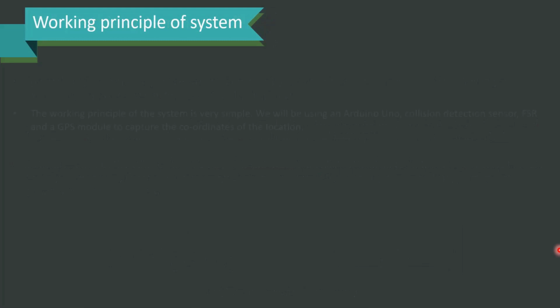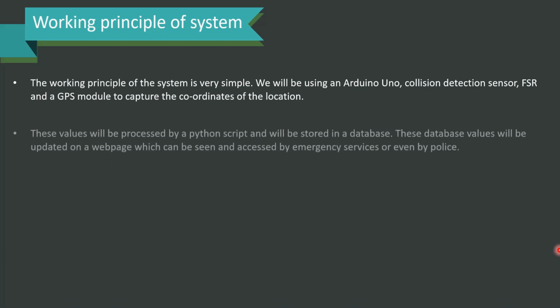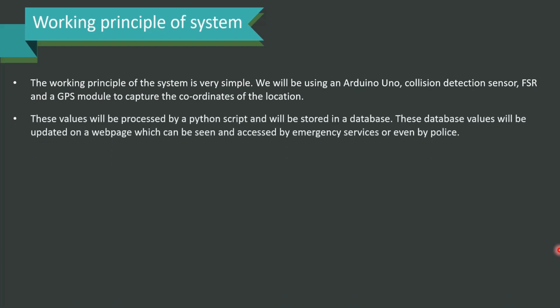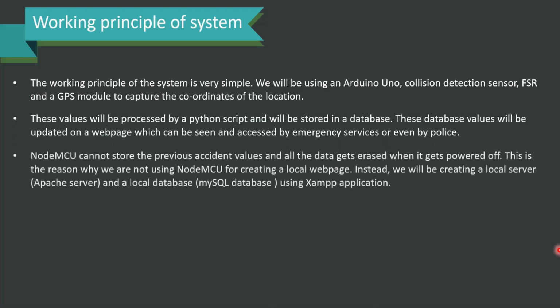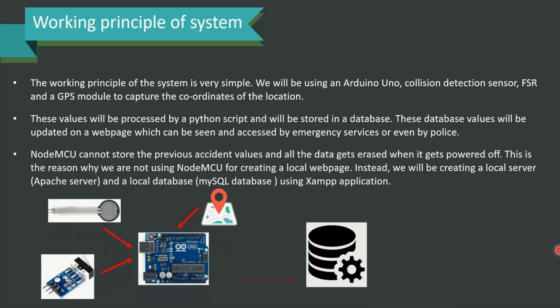Working principle of the system. The working principle of the system is very simple. We will be using an Arduino Uno, the collision detection sensor, FSR and the GPS module to capture the coordinates of the location. These values will be processed by a Python script and will be stored in a database. These database values will be updated on a web page which can be seen and accessed by the emergency services or even by the police or appropriate resources.